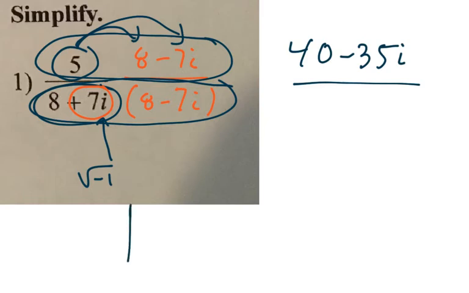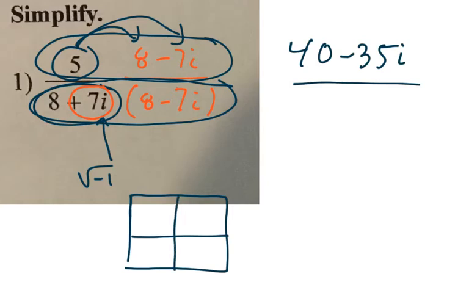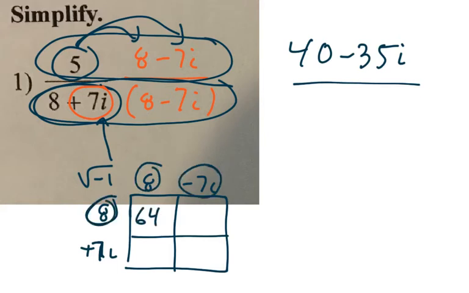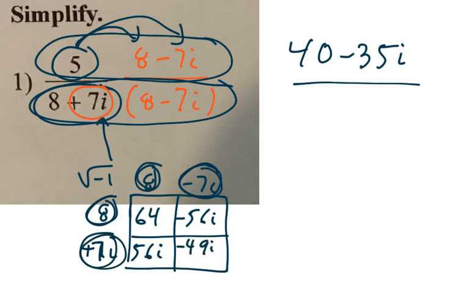This one we'll do an area model on, just to make sure we don't make any silly mistakes. So 8 plus 7i, 8 minus 7i. It's the conjugate, right? Let's see what happens. 8 times 8 is 64. -7i times 8 is -56i. 8 times 7i is positive 56i. Watch your signs. And -7i times 7i is -49i squared. But again, i squared is -1, and -1 and -49 times together is 49.